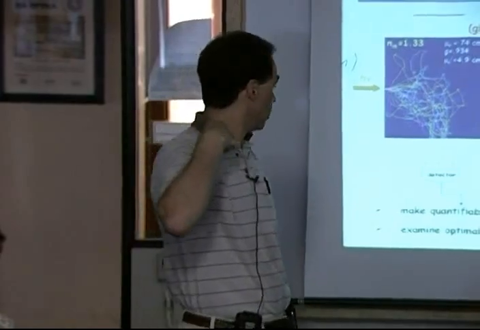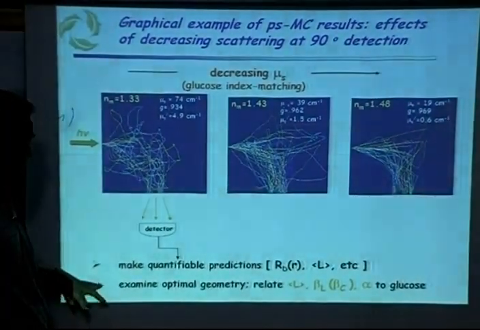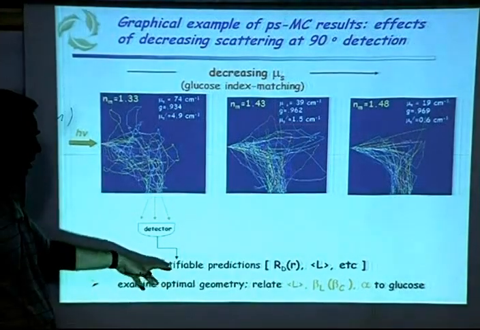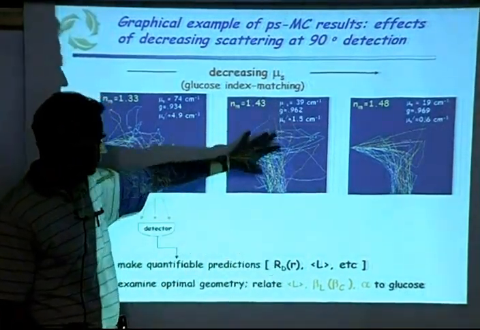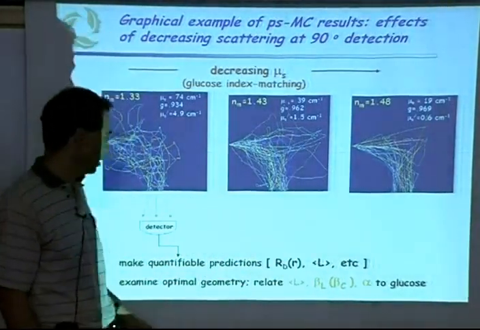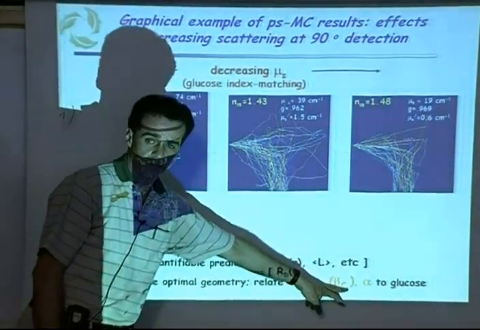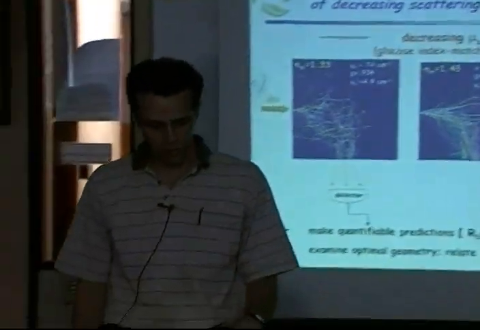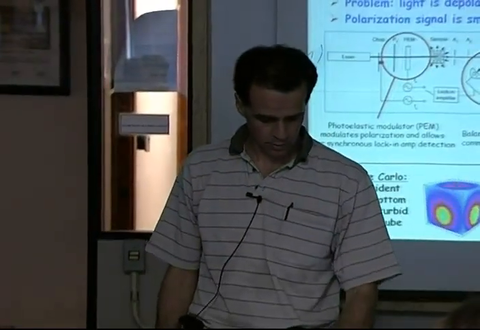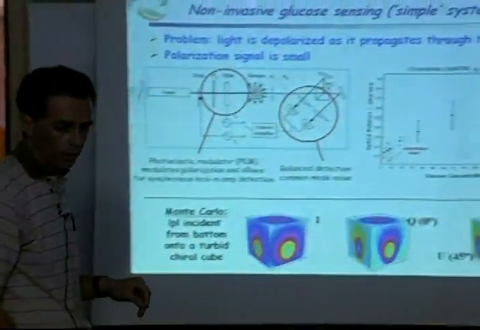So this kind of approach, as I was saying, gives us quantifiable predictions. We can determine how much light intensity there is going to be for different geometries and different optical properties. The path length we can quantify and relate to the retention of polarization, to optical rotation, and relate all those things to glucose in an ideal world. You've seen those rotating cubes before, so you can just ignore them for now.